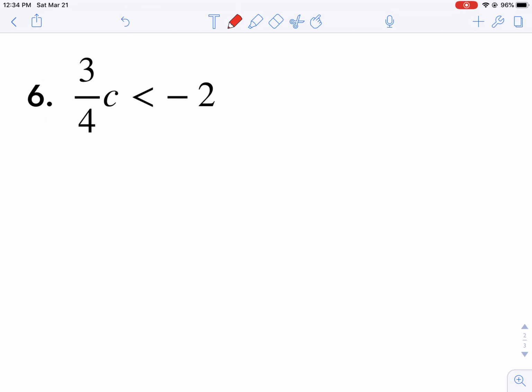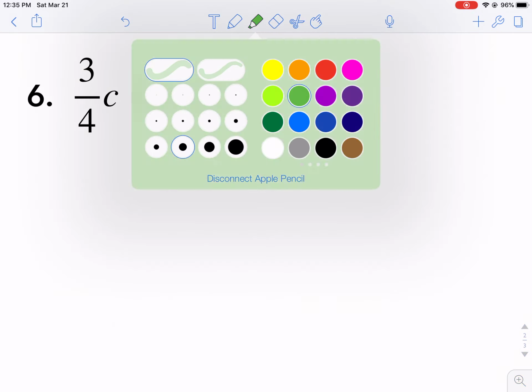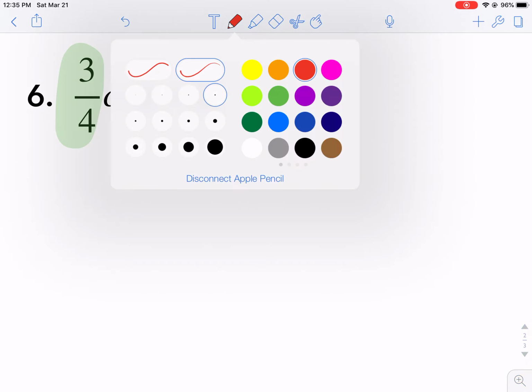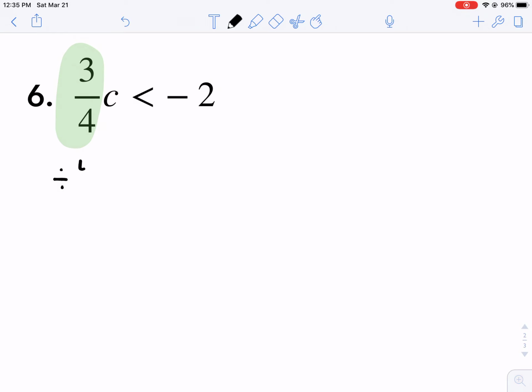Next, we have number 6: 3/4 times c is less than negative 2. To undo this 3/4 times, we could divide by 3/4, but dividing by fractions is hard. And the same thing as dividing by a fraction is we're just going to multiply it by the reciprocal. So we're going to flip our fraction upside down so that this 4/3 is going to cancel out with our 3/4. So we multiply by 4/3.